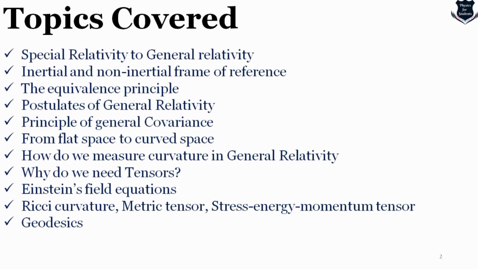Before we go ahead and learn the fundamental concepts, let us look into the topics that we are covering today. First, going back a little bit into special relativity and how it emerged into general relativity. What are the inertial and non-inertial frames of reference? What is the equivalence principle? What are the postulates of general relativity? What is the principle of general covariance? How do we move from flat space to curved space? And how do we measure curvature in general relativity? What is the use, and why do we need tensors at all? What are Einstein's field equations? The different tensors called the Ricci, metric and the stress-energy-momentum tensor, and finally the geodesics.